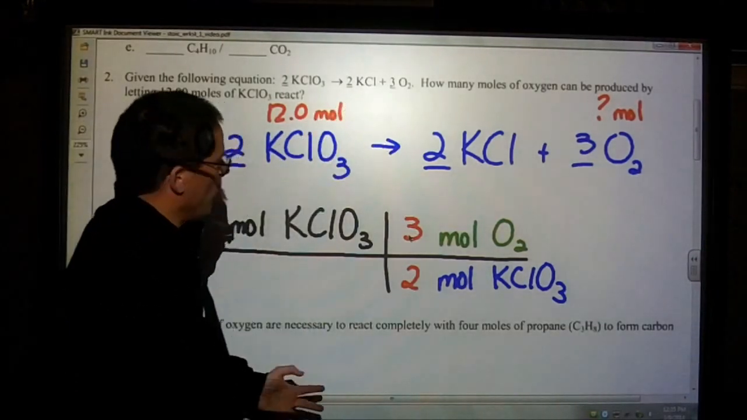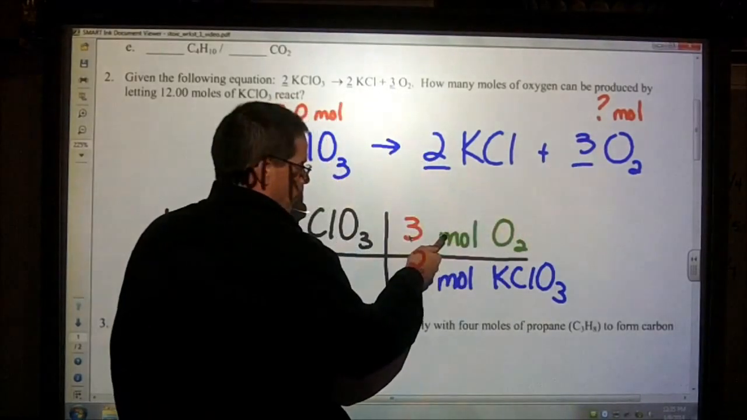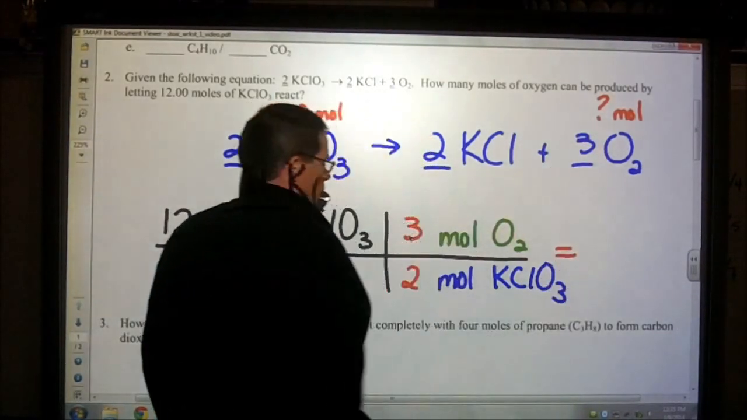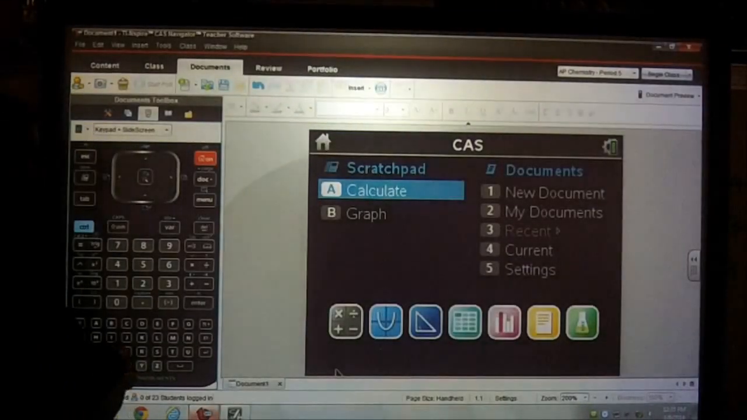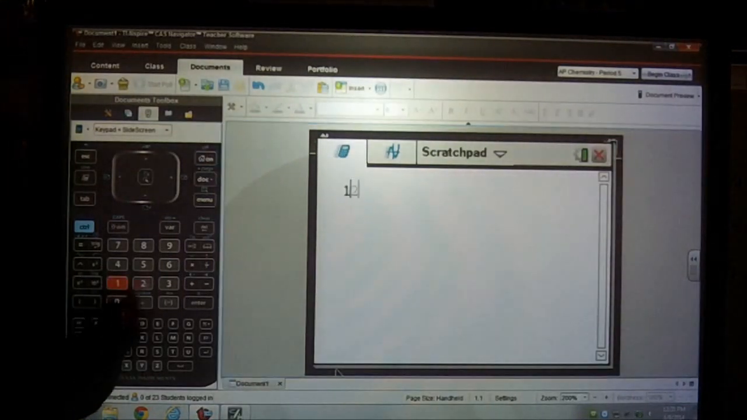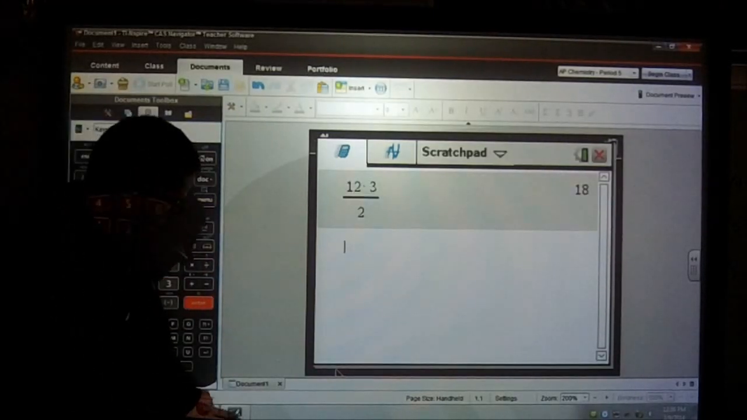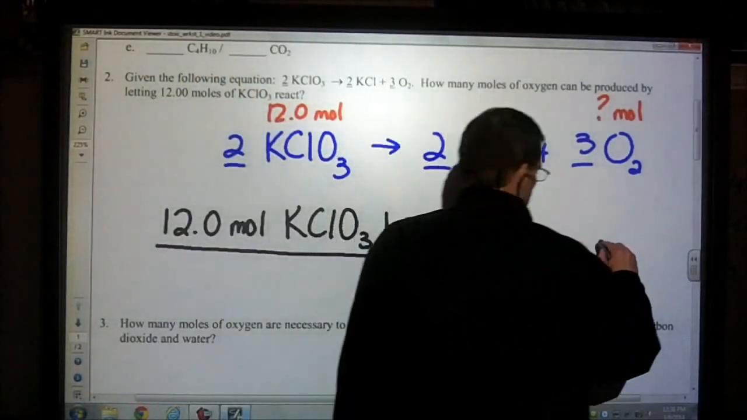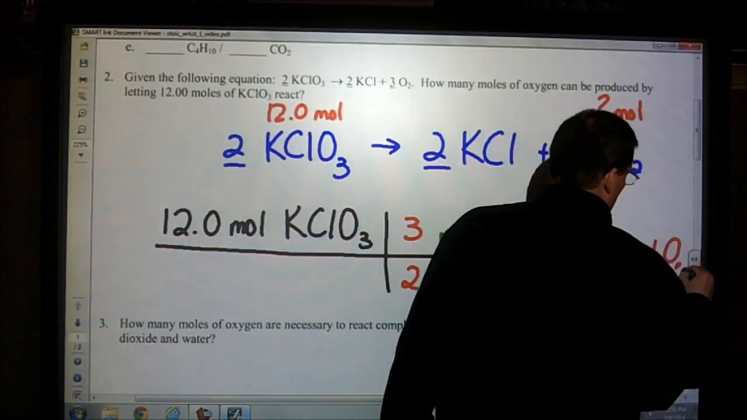All right, and then step 4, change into the desired units. Well, it wants it in moles. We have it in moles. So do your calculations. So 12 times 3 divided by 2. So let's go to the calculator. 12 times 3 divided by 2, and it's 18. So 18 moles. And if you want to put oxygen, that's fine.